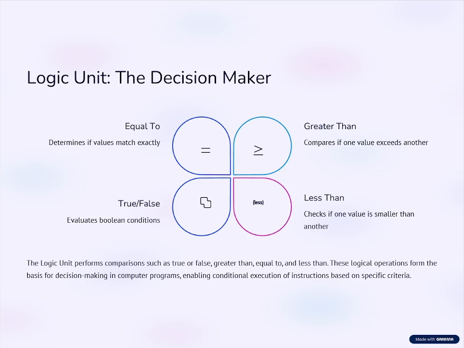The logic unit will perform comparisons such as true or false, that is the Boolean, greater than or equal to, less than, and many other logical operations. These logical operations form the basis of decision making in a computer program, and they will enable the conditions of execution of instructions to be based on specific criteria.